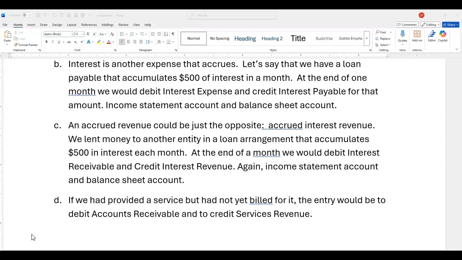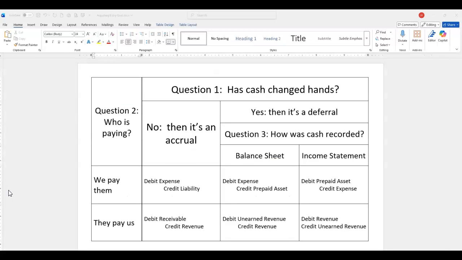Let me show you something. This is something that I call the adjusting entry grid, and so you have to ask yourself a couple of questions, and then the grid will help you solve the equation, if you want to call it that. The first question is, has cash changed hands? Well, if cash changed hands, then it's a deferral. If it hasn't changed hands, then it's an accrual.